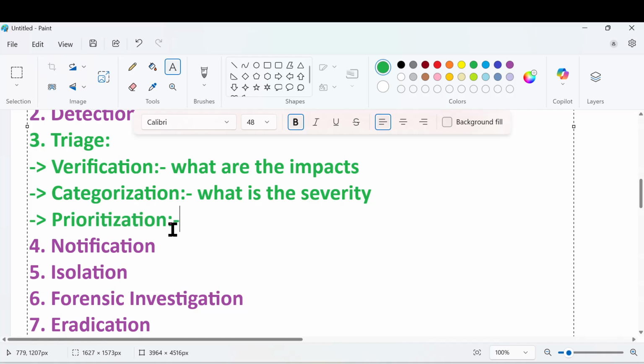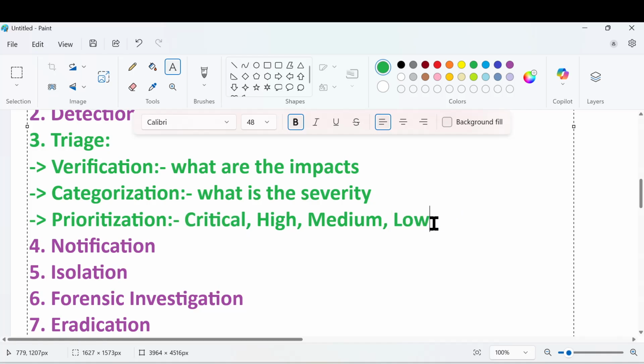where we will be able to prioritize which incident we have to handle first and which incident we have to handle next. So according to this prioritization, we will simply follow the severity which we found previously, whether it is high, medium, low, or critical. According to these priorities, we will understand whether we have to handle it first or we can handle it a bit later.